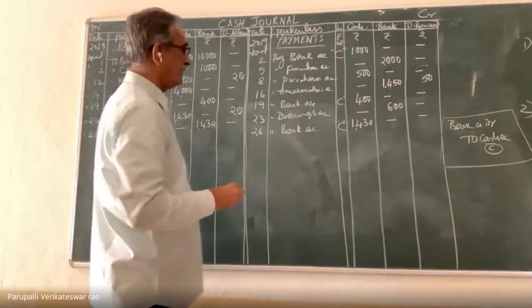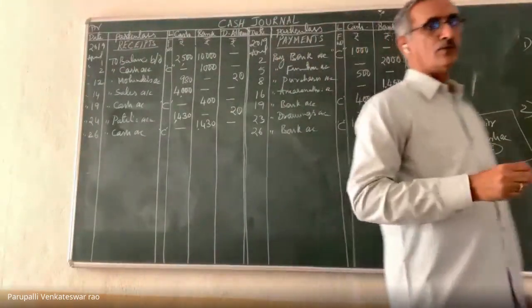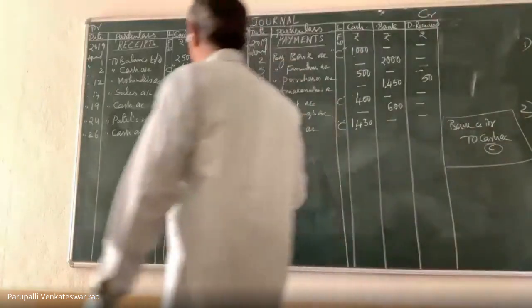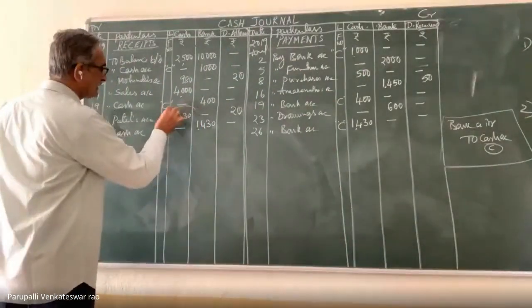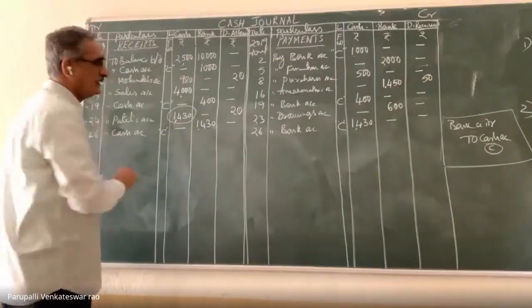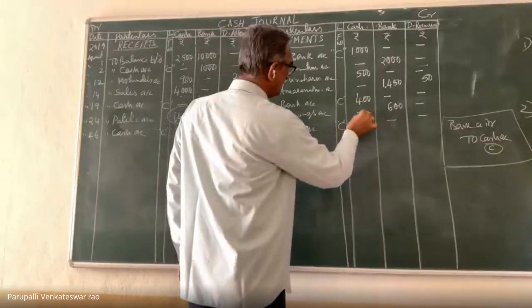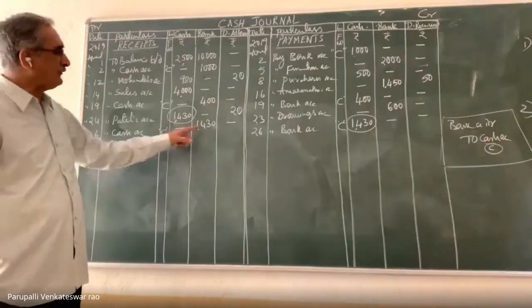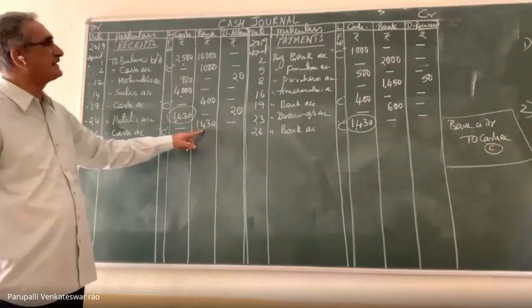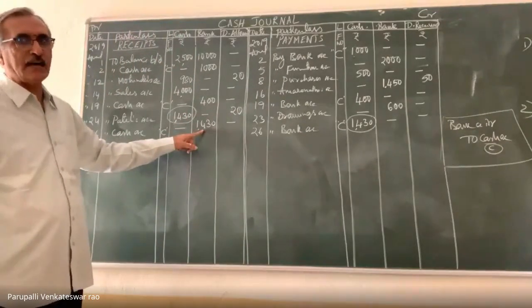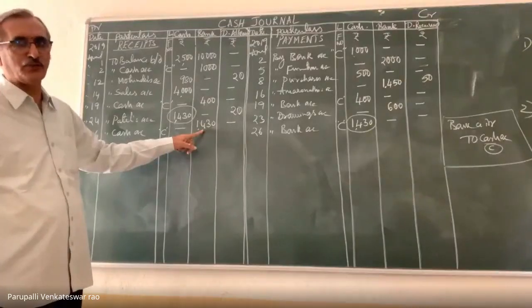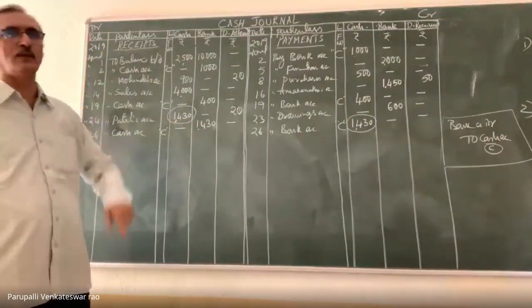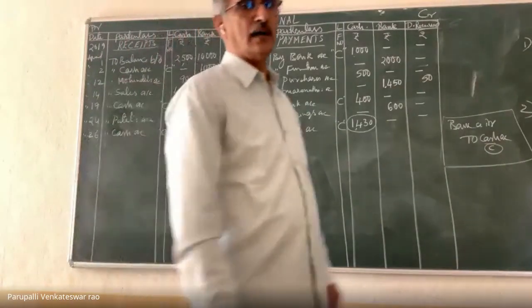And on the date of deposit, remember that when the check is received we treated it as cash. Here 1,430 comes in, 1,430 goes out. Ultimately 1,430 is added to the bank on the 26th. Till the 26th it cannot be shown in the bank balance column. When it is deposited, only then you have to record it in the bank column. This is the third one.